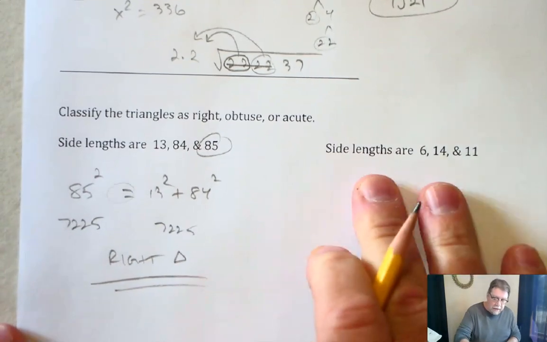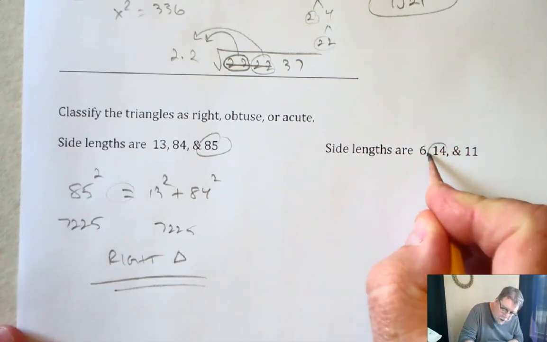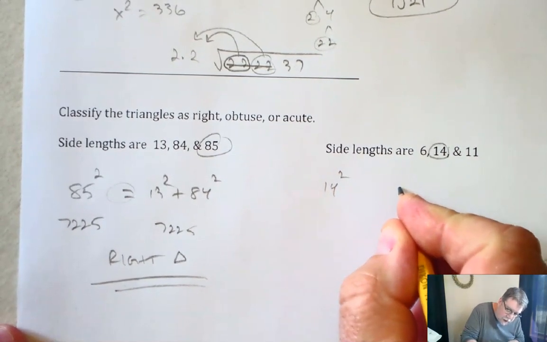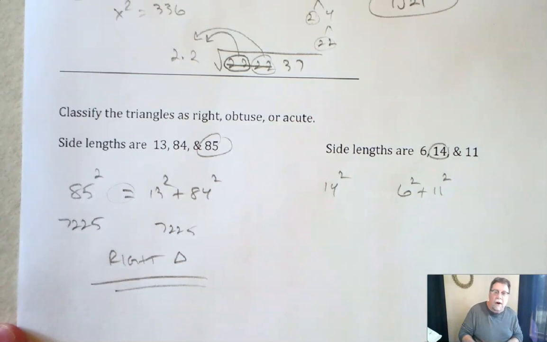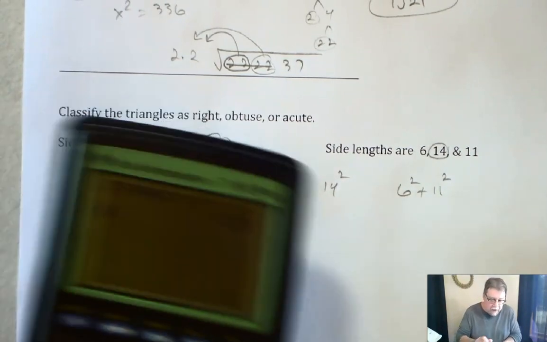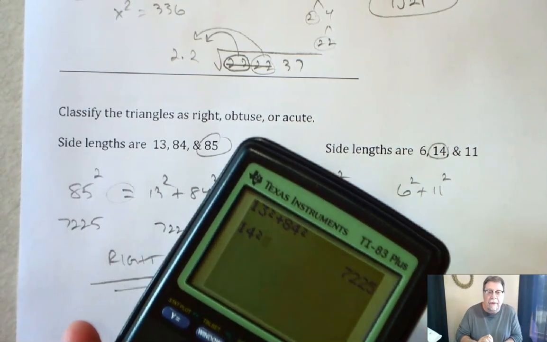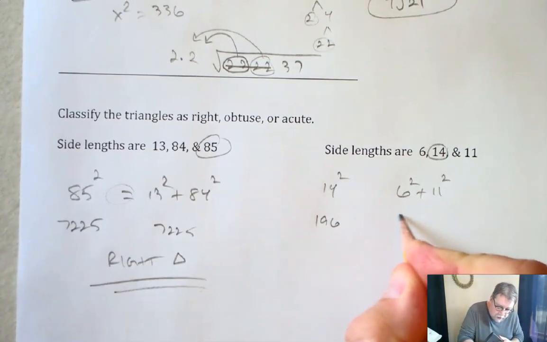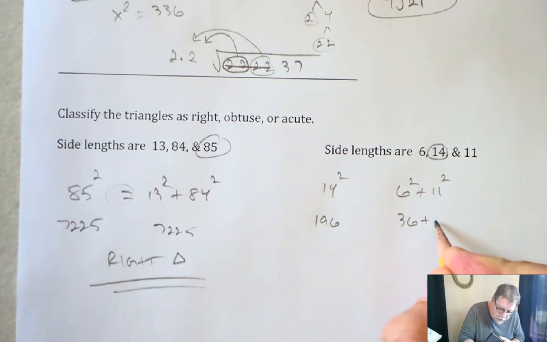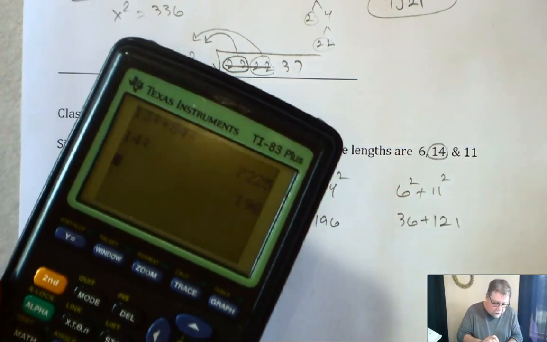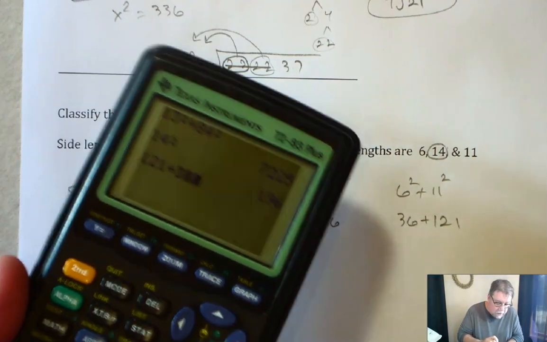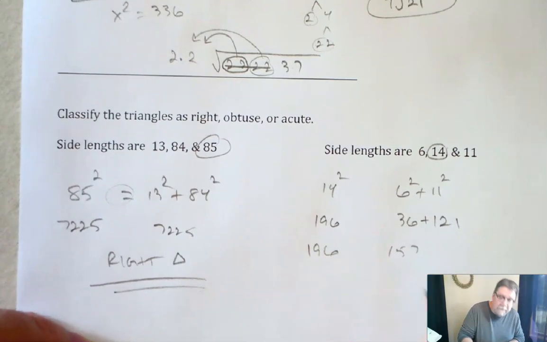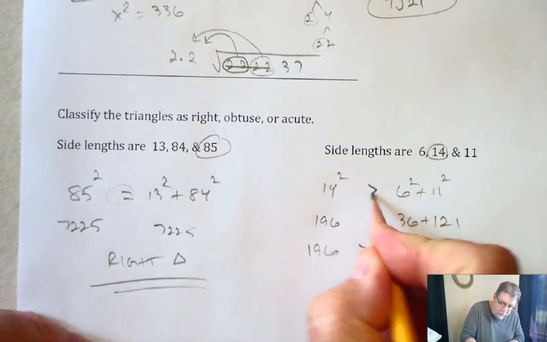All right, let's try the same thing over here. Remember, the hypotenuse is the largest side. We start off with 14 squared. Does 14 squared equal 6 squared plus 11 squared, or is it greater than or less than? Let's find out. 14 squared happens to be 196. I know 6 squared is 36. I know that 11 squared is 121. When I add those together, 121 plus 36, I get 157. So 196, 157, this is greater than.